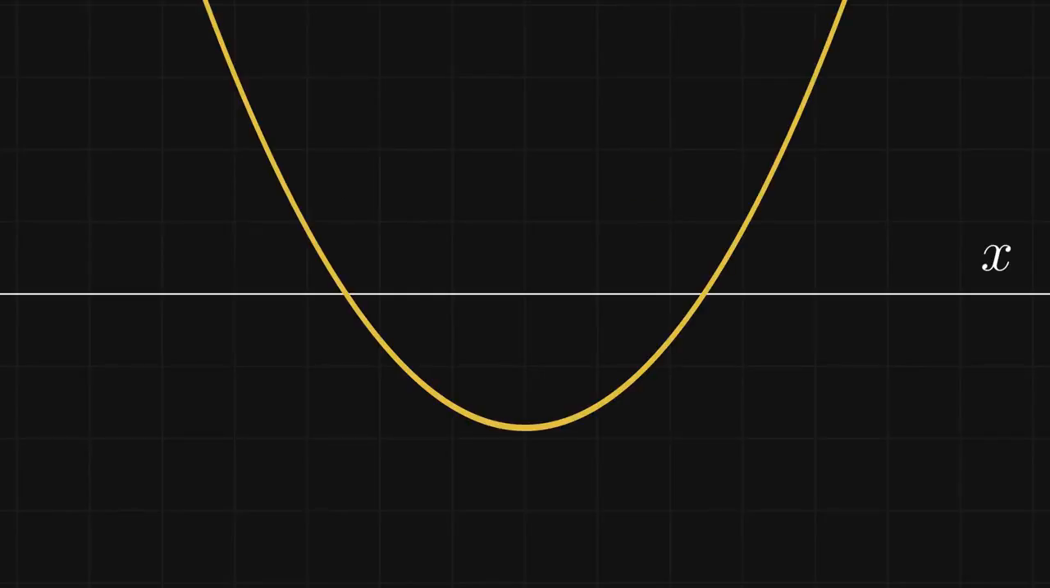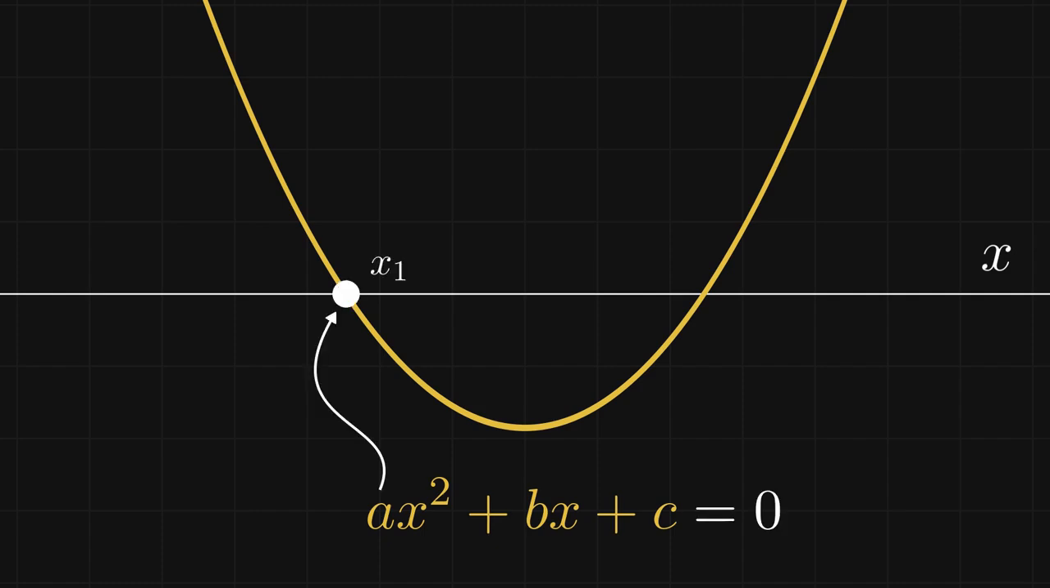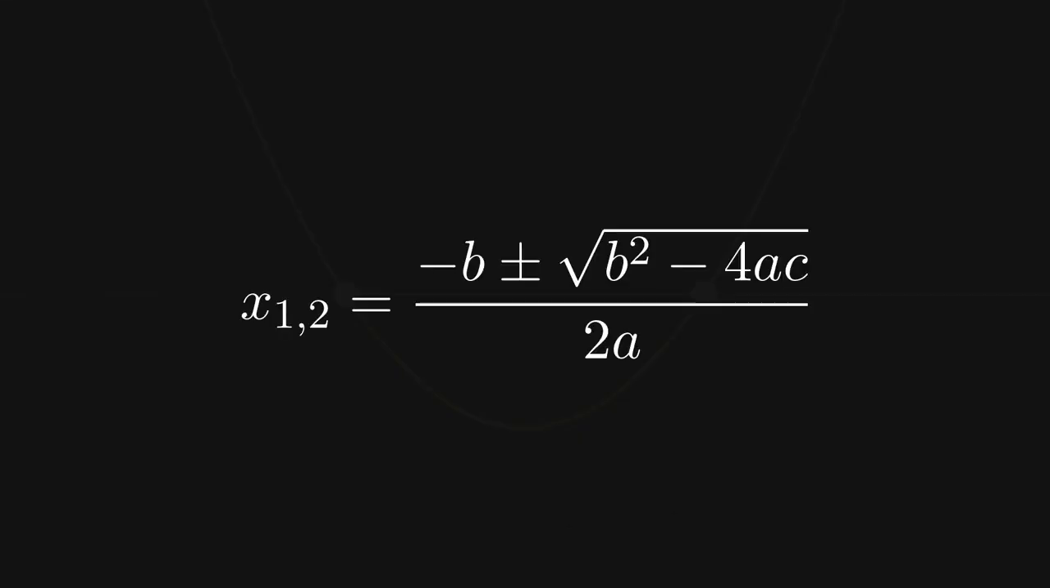Here is an example of a quadratic function whose graph is a parabola. What we are interested in are its zeros, that is, the points where the graph intersects the x-axis. Algebraically, this is equivalent to solving the quadratic equation a times x squared plus bx plus c equals 0. Here is the famous solution formula, which is one of the few things everyone remembers from high school. This formula is obtained with the help of the Camel principle. Let's see how.